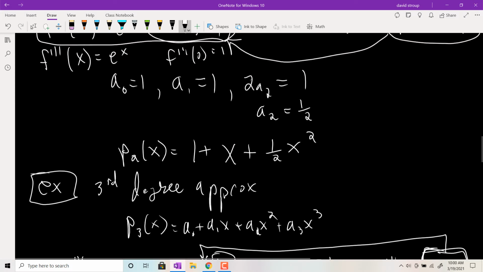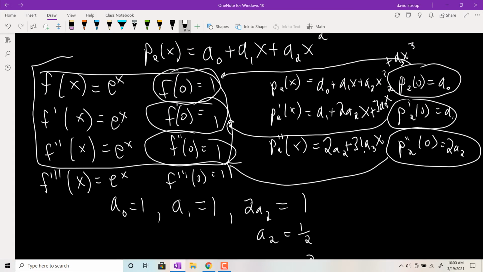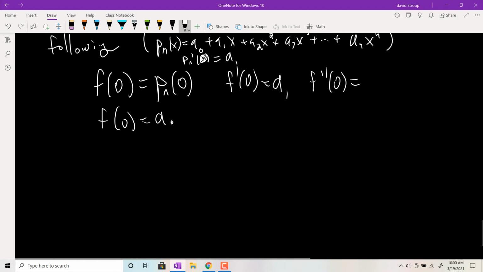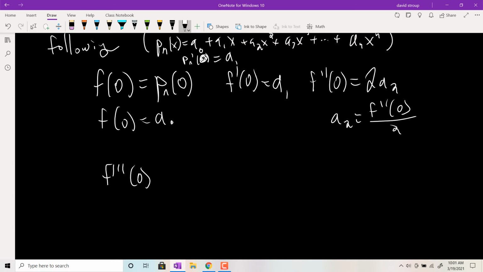So p double prime, where was that? It's right here. That's equal to 2a sub 2. So f double prime of 0 is equal to 2a sub 2. In other words, a sub 2 is equal to f double prime of 0 over 2. And then we figured out f triple prime of 0 was equal to 3 factorial a sub 3. So a sub 3 was equal to f triple prime of 0 over 3 factorial.